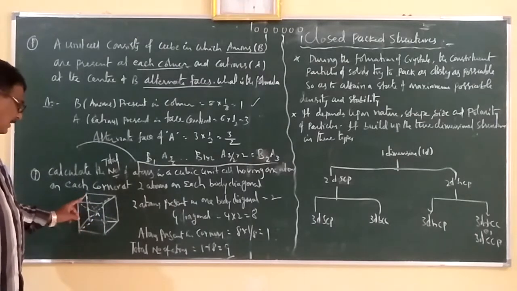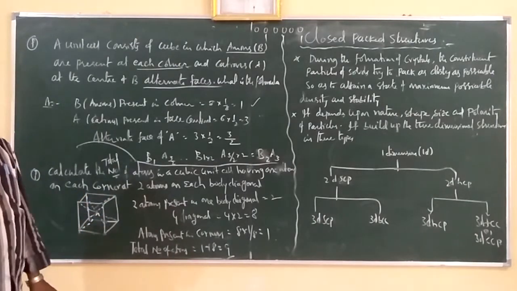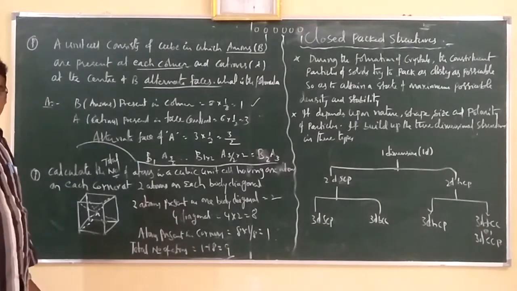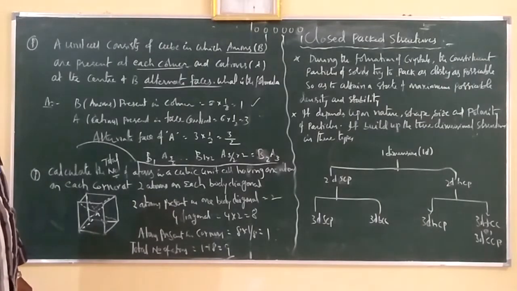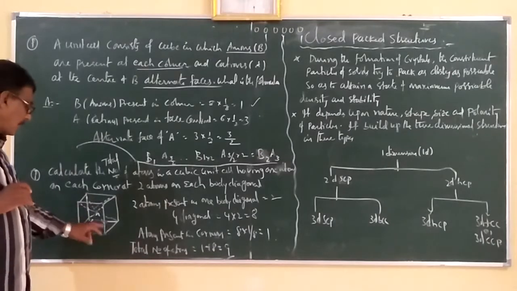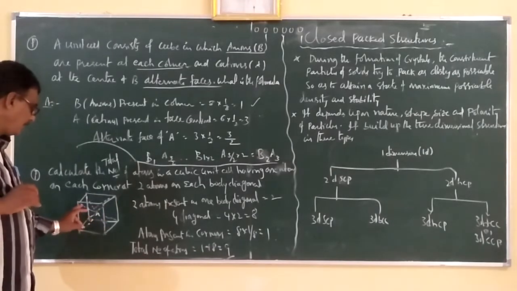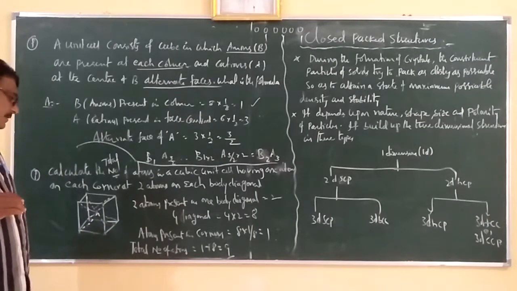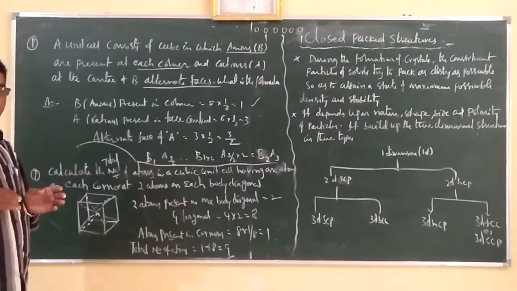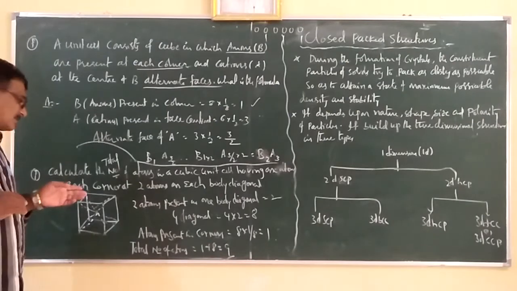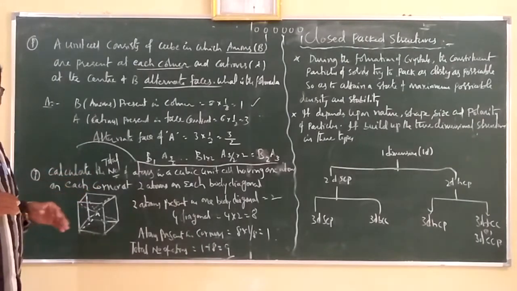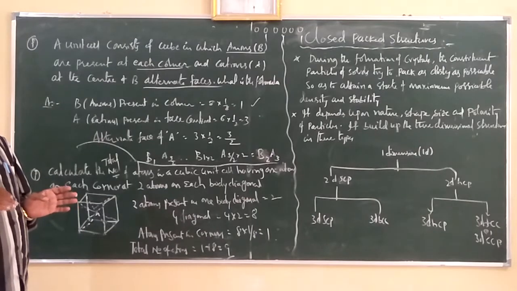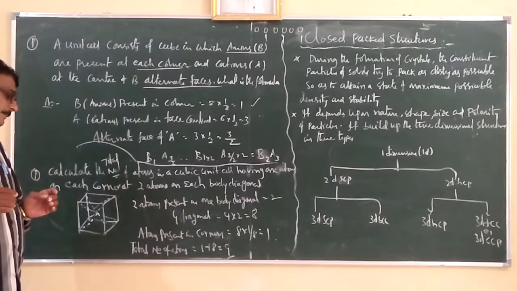How many body diagonals are there in a cube? 4 body diagonals in a cube: 1, 2, 3 and 4. Each body diagonal has how many atoms? 2 atoms. So 4 body diagonals means 4 into 2 is equal to 8.